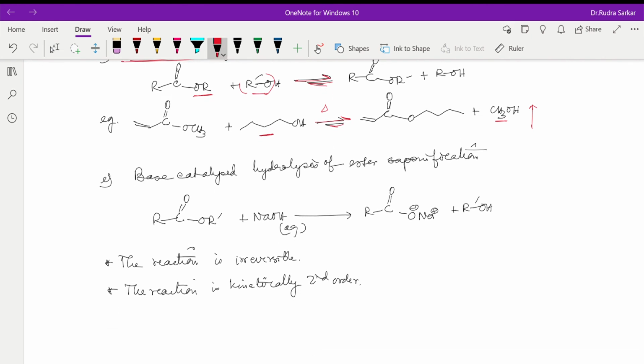Now, when a base is reacted with an ester, okay, and it leads to the formation of a sodium carboxylate salt with the release of alcohol, this process is called saponification. Okay, this technology is used for making soaps, okay, from fat. The reaction is an irreversible reaction and it is kinetically second order.